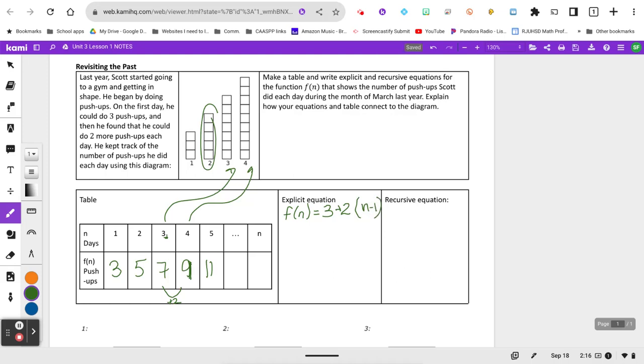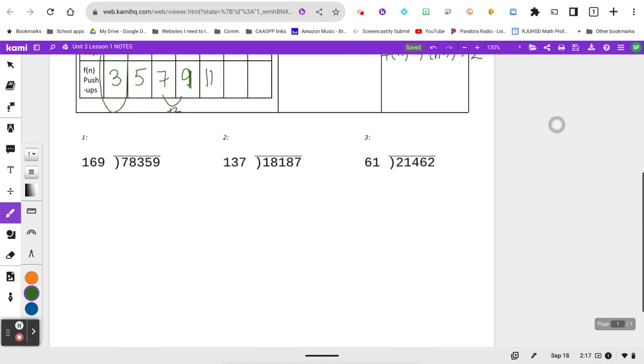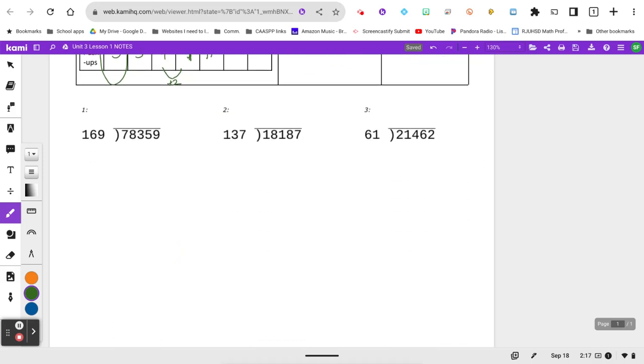Now recursive, this is the oddball one. When we do it, we're going to say that the first number is always 3. So whatever your first one is, that's what it is. Now every following one, what you're doing is you're taking your previous answer and adding 2 to it. That's it.